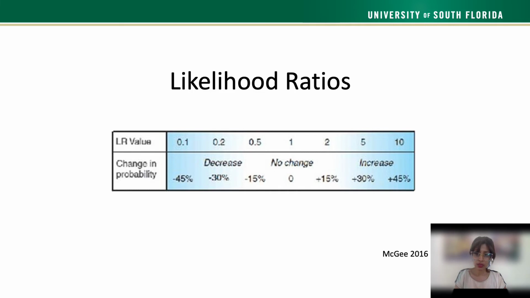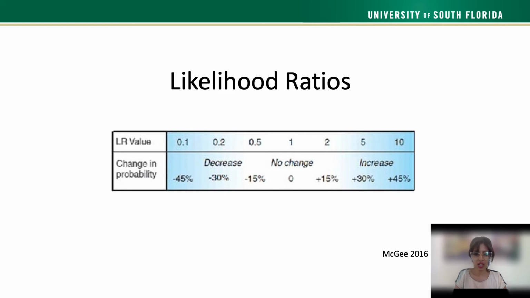For ease of clinical use, this table identifies some general LR rules. Positive LR values of 2, 5, and 10 correspond approximately to an increase in disease probability by 15, 30, and 45% respectively.